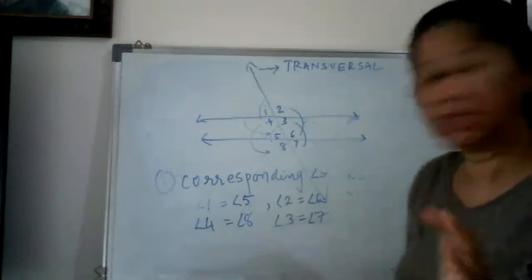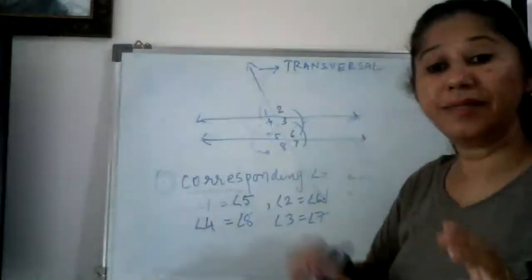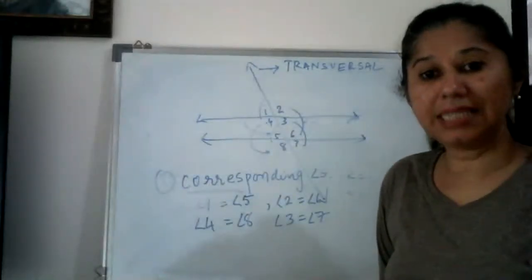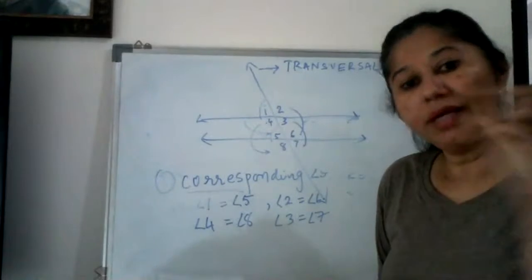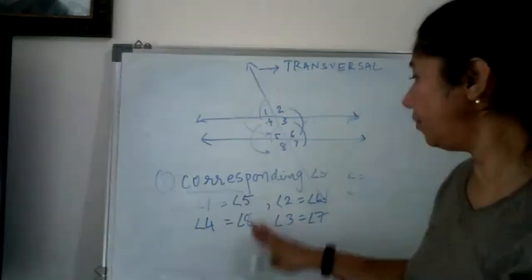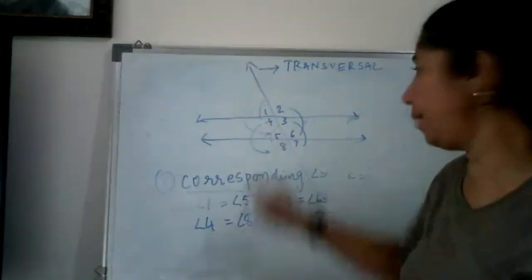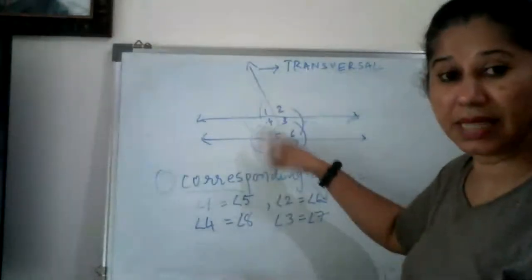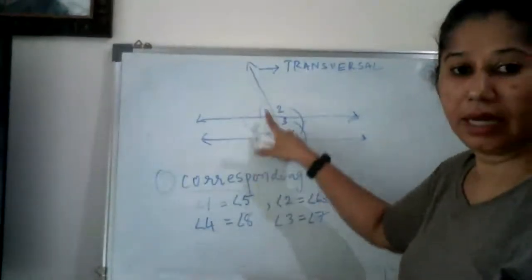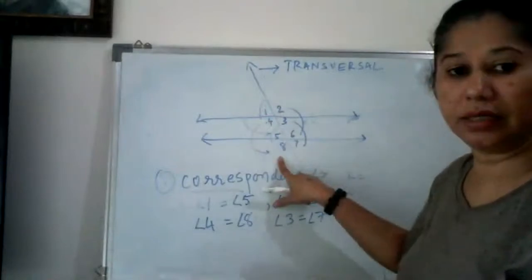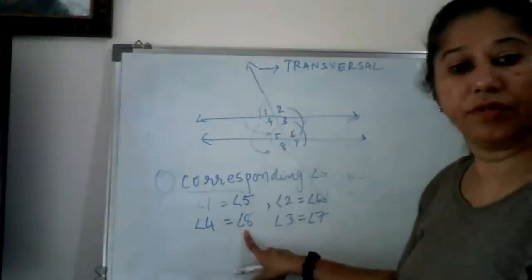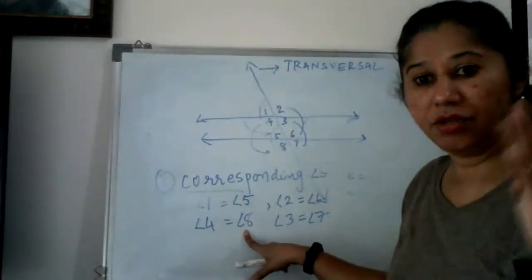So I hope you understand what corresponding angles are. When we draw two parallel lines and have a transversal, we get different types of angles, and in that we identify the first pattern, that is on the same side, upper pair and lower pair of angles. We get a pair of corresponding angles. We get it as 4.